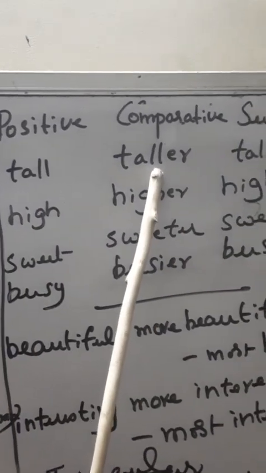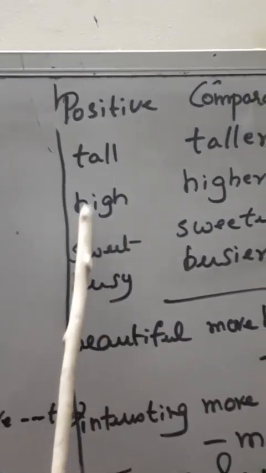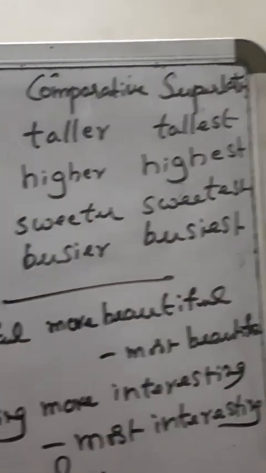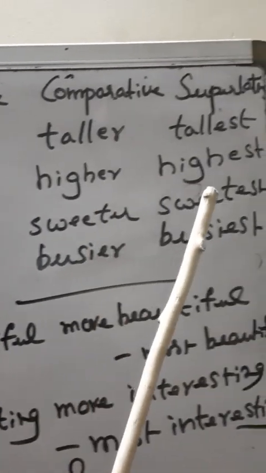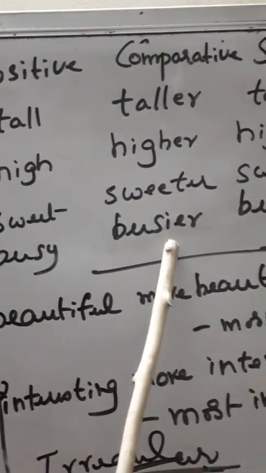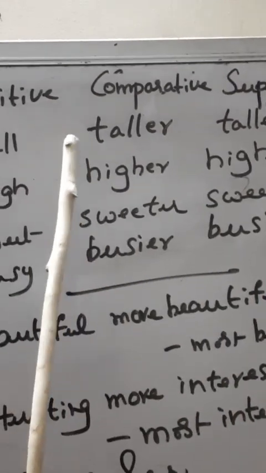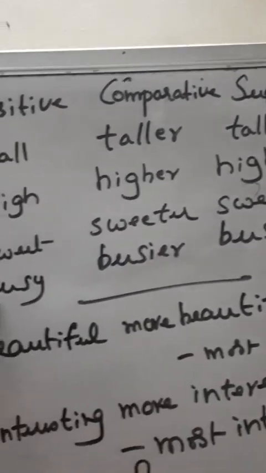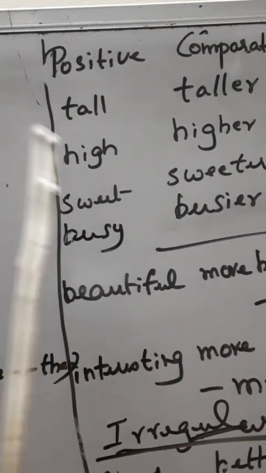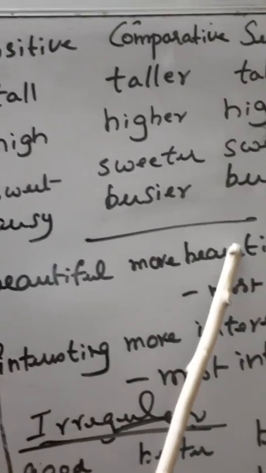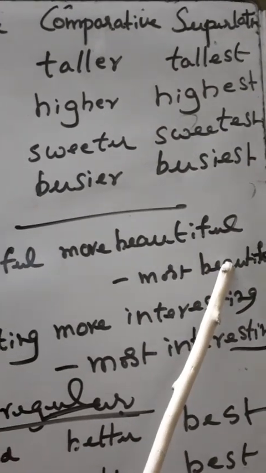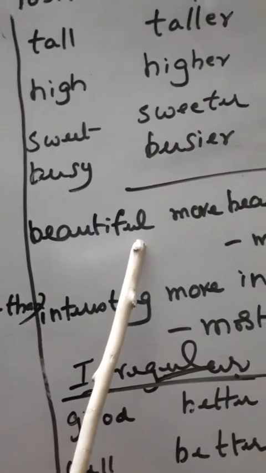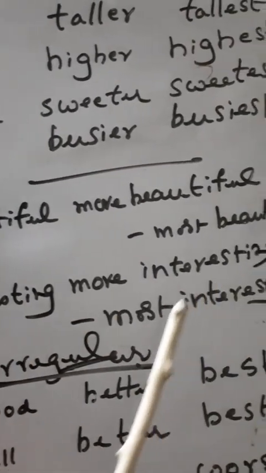Now, let us see some positive, comparative, superlative forms. Tall, taller, tallest. High, higher, highest. Sweet, sweeter, sweetest. Busy, busier, busiest. Now see, here we add est, because it is one syllable. Tall, high, like that. Here beautiful, more beautiful, most beautiful, two syllable. Interesting, more interesting, most interesting.